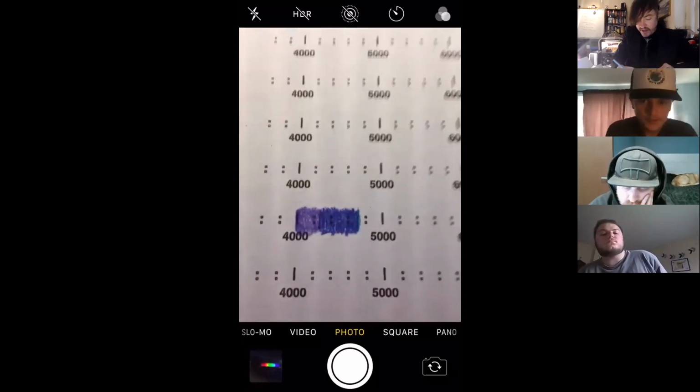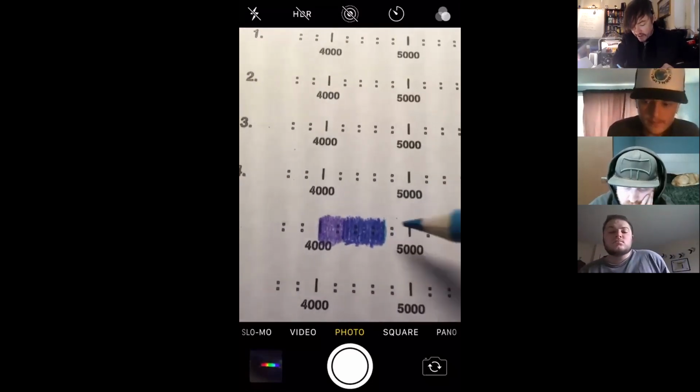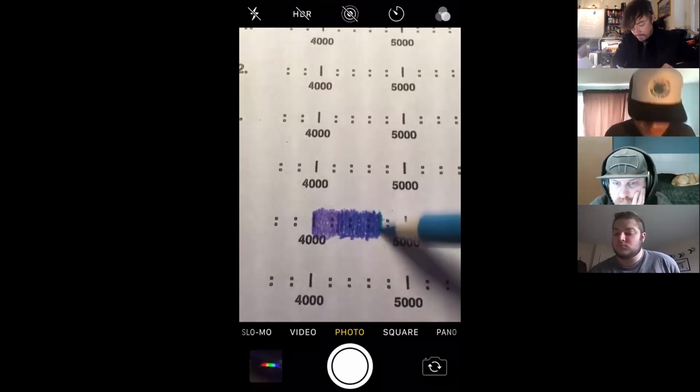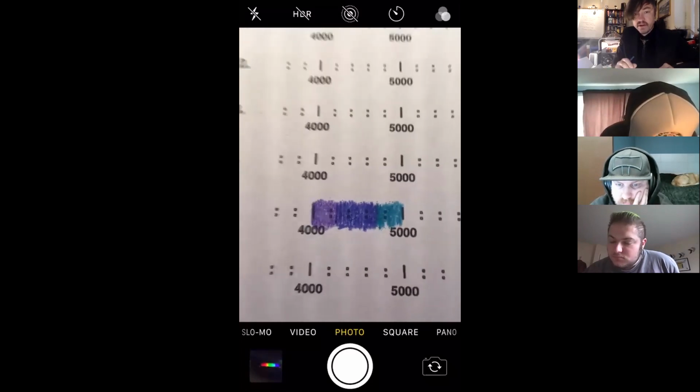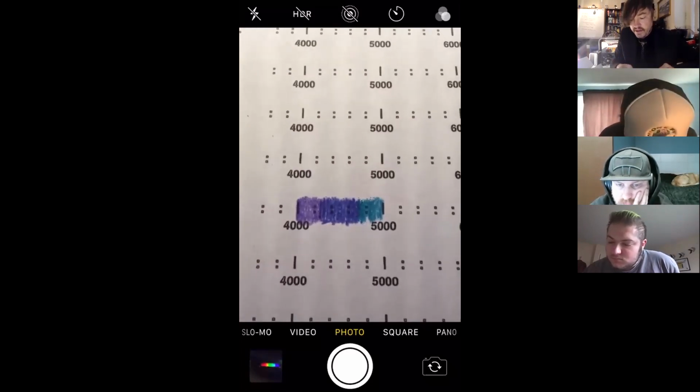So you'll see me color in. This is 4,800, so I'll start with 4,700, and I'll do sky blue all the way up to 5,000. That's how I'm basing my pictures here.